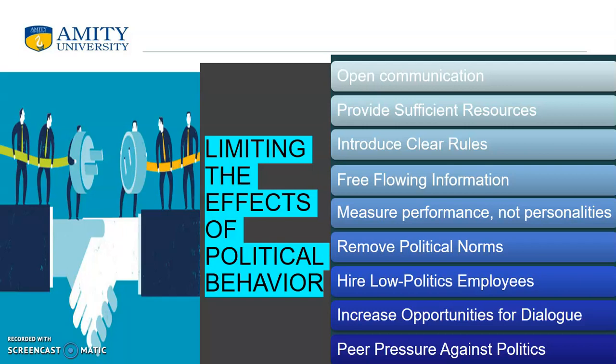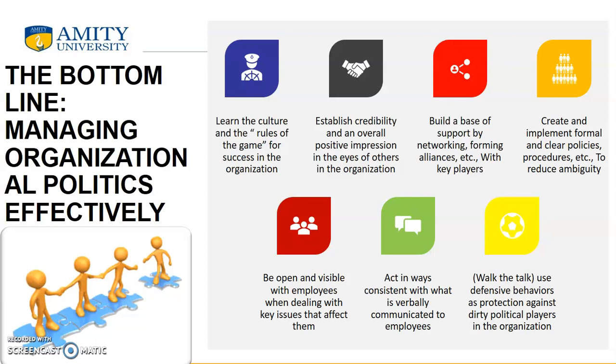To limit the effect of political behavior, we have to have open communication, clear rules, sufficient resources provided, free flow of information, measured performance, removal of political norms, hiring of low-politics employees, increased opportunity for dialogue, and peer pressure against politics. The bottom line is you have to learn the culture, establish credibility, build a base of support by networking and forming alliances, create and implement formal and clear policies, be open and visible with the employees, act in ways consistent with what is verbally communicated, and walk the talk.